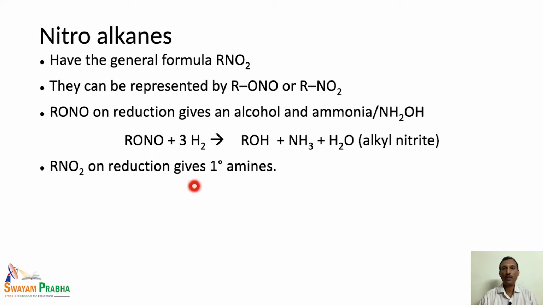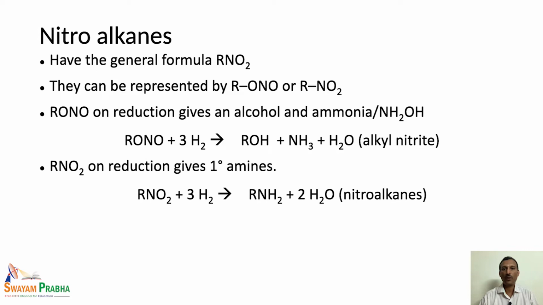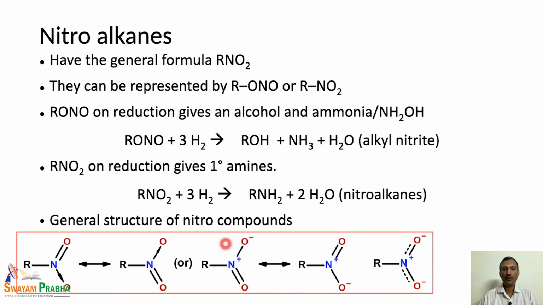When we look at the normal RNO₂ type compounds, they undergo reduction to give primary amines. So basically what we can say is we know nitro compounds can be reduced to amines. In other words, the general formula for a nitroalkane is RNO₂, and RNO₂ plus 3 hydrogen gives amine and 2 water molecules. So we can confirm that the molecular formula for nitroalkane is RNO₂ and not RONO. So if you are going to write general structures for the nitro compounds, we can write them showing the inductive effect.